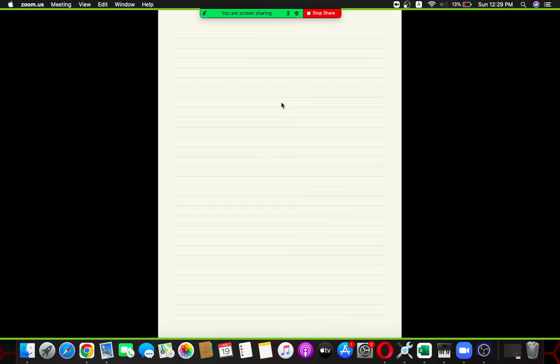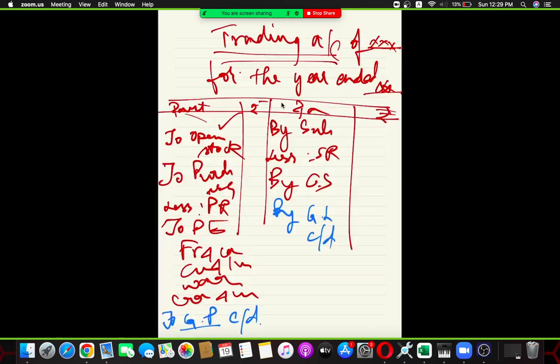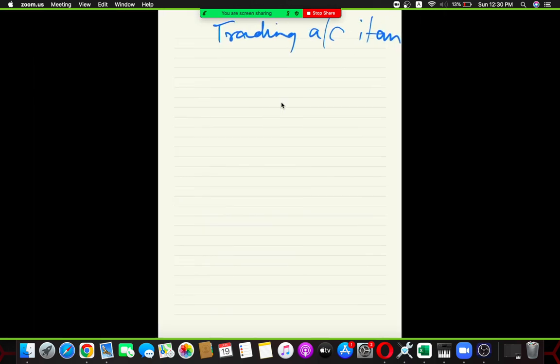Now, let's start our trading account items. People, now we have seen so many things, right? We have seen opening stock, purchases, purchase return, direct expenses, sales return, closing stock, and also gross loss and gross profit. Let's try to decode everything. Trading account items. First thing which is there is opening stock, that is opening inventory. Opening stock or opening inventory, anything is fine.